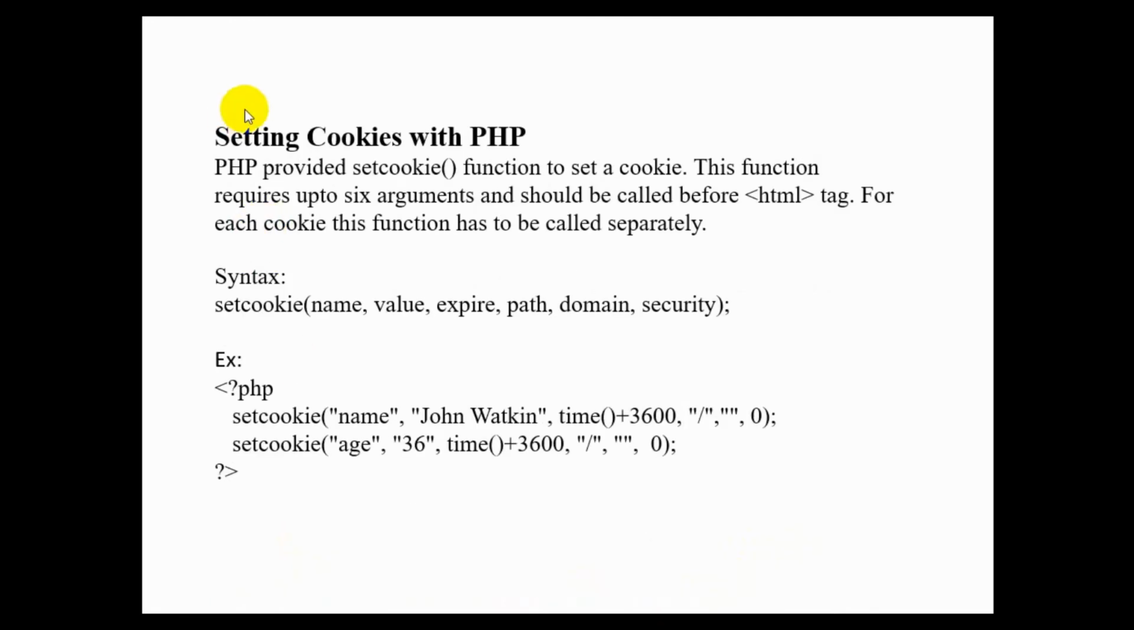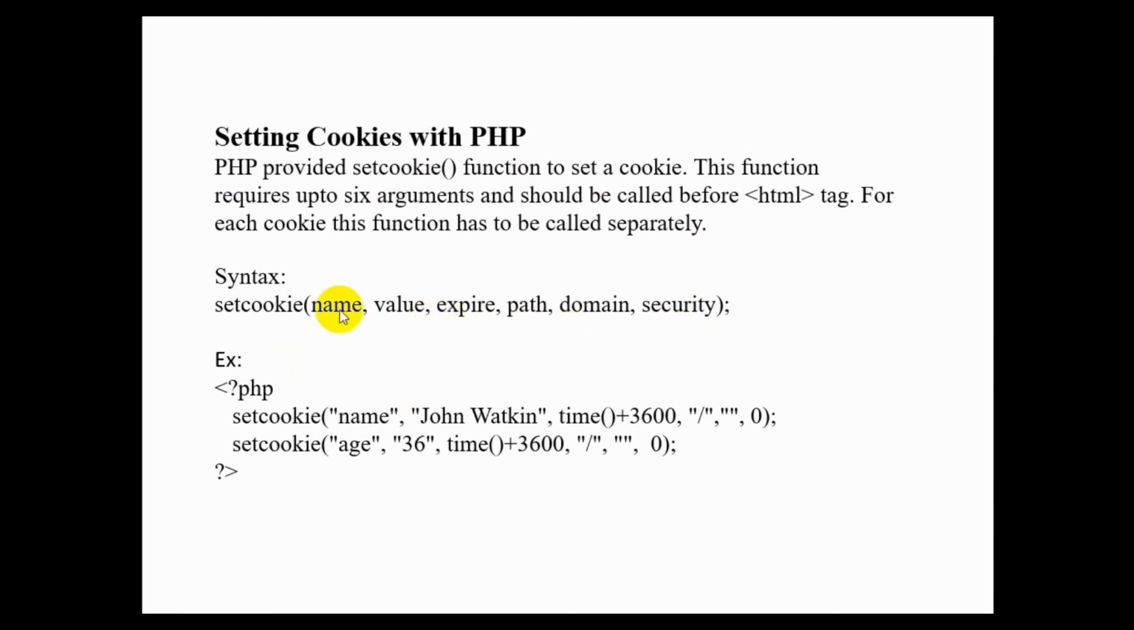Now, how to set cookies with PHP. PHP provides the setcookie function to set a cookie. This function requires up to 6 arguments and should be called before the HTML tag. For each cookie, this function has to be called separately. The syntax is setcookie: name, value, expire, path, domain and security.